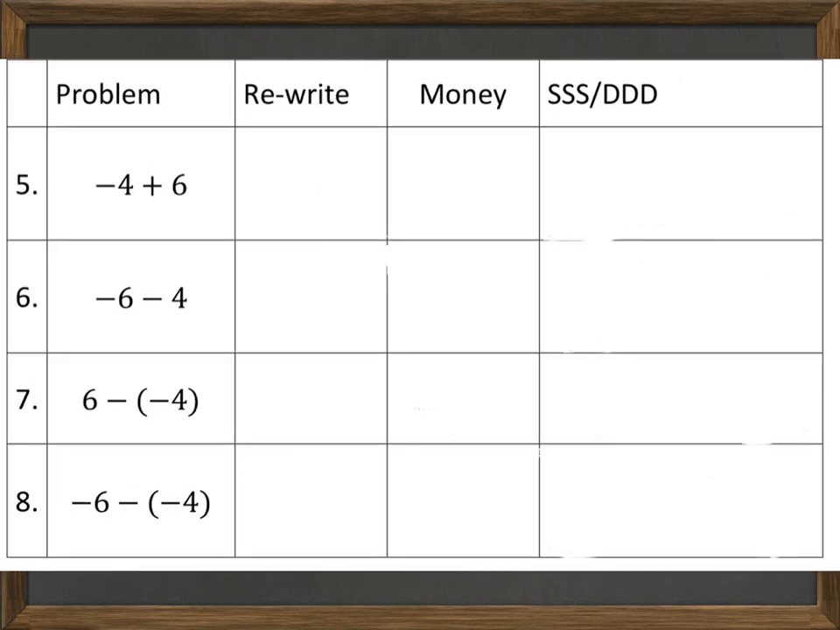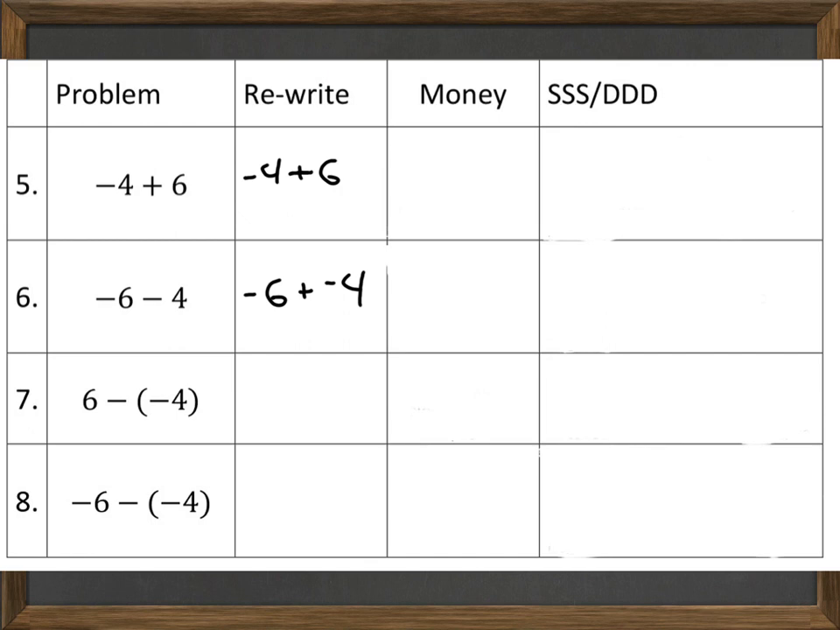If I go to the next chart, you can see that there's a few more problems here. So let's finish the rewrite column before we move on. So the rewrite, again, not much to do here, right? Both numbers already have a sign in front of them. How about number 6, though? I could rewrite this as negative 6 plus a negative 4. Again, only do this if it helps you, okay? You don't have to do this.